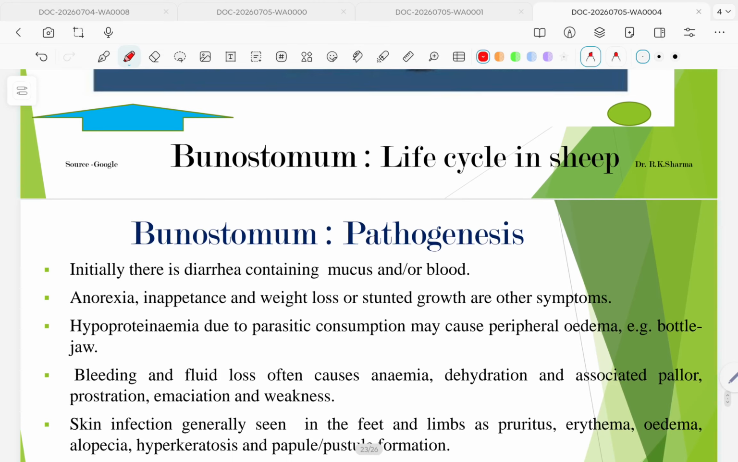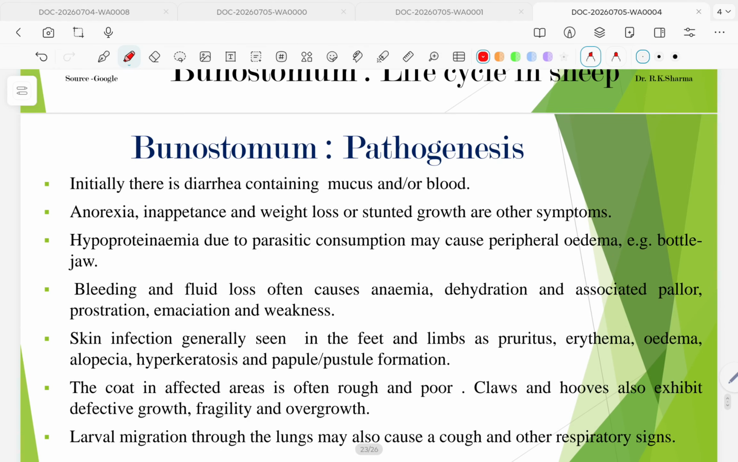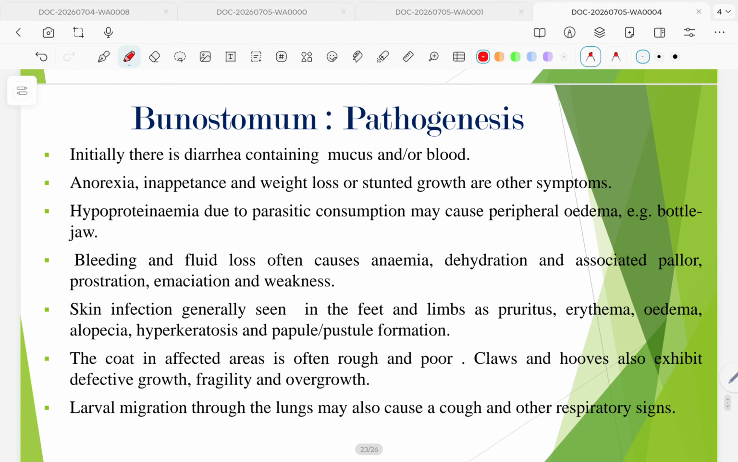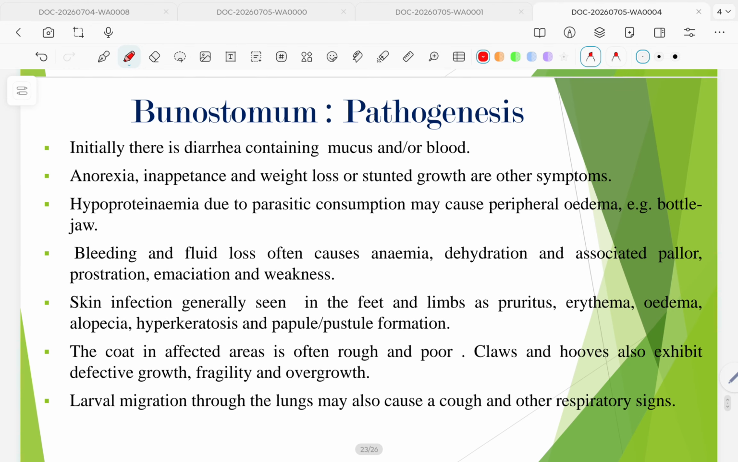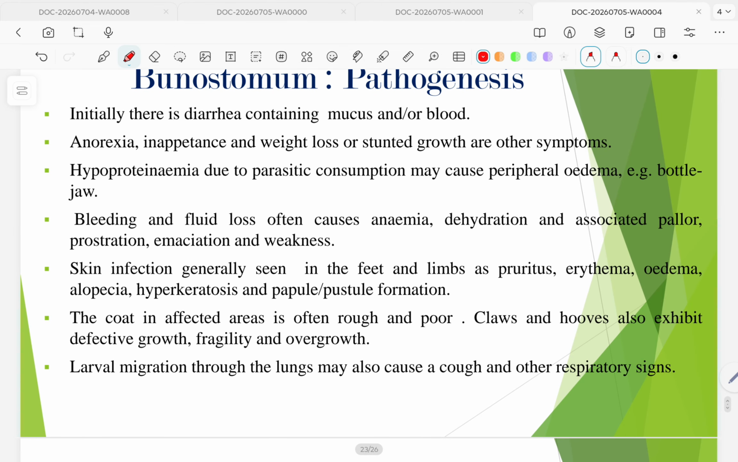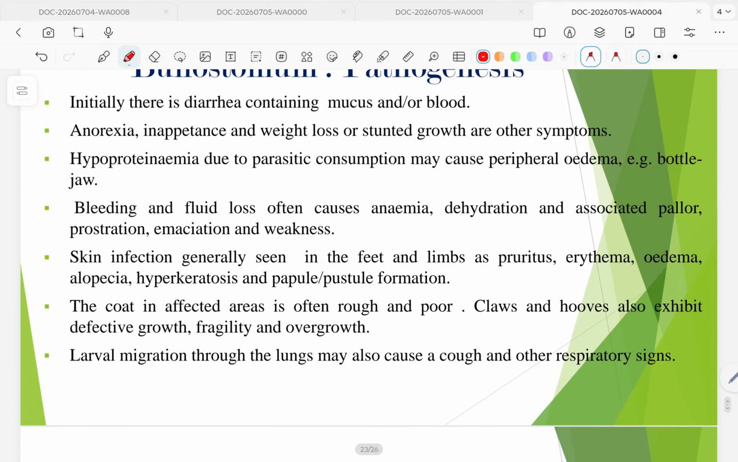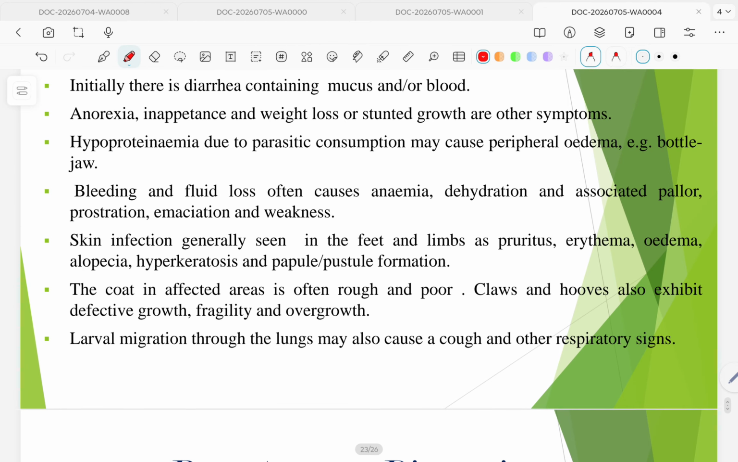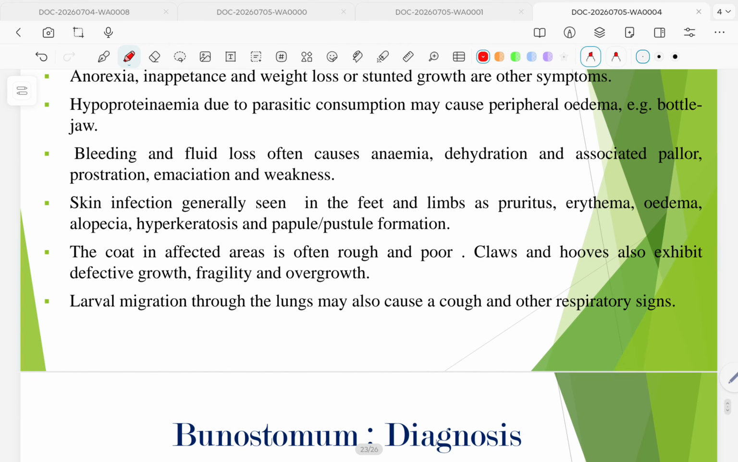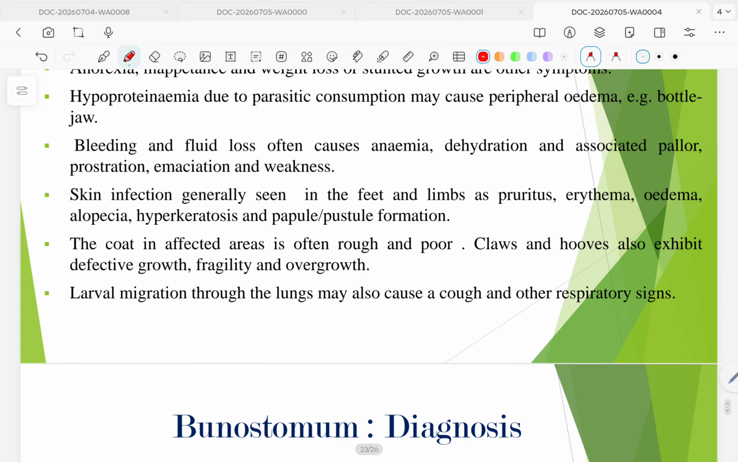Bunostomum pathogenesis. Initially, there is diarrhea containing mucus and/or blood. Anorexia, inappetence, and weight loss or stunted growth are other symptoms. Hypoproteinemia due to parasitic consumption may cause peripheral edema, for example bottle jaw. Bleeding and fluid loss often cause anemia, dehydration, and associated pallor, prostration, emaciation, and weakness.